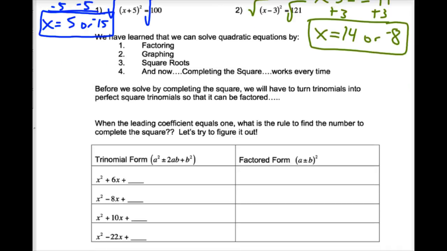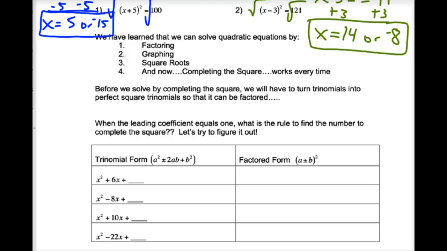Now, we've learned that we can solve quadratic equations several different ways. The first way you learned was by factoring. We can solve these by factoring. Sometimes they don't factor though, so we can't use factoring. Graphing: never, ever, ever solve a quadratic by graphing, unless the directions say solve by graphing. Okay? Square roots. That's what we did yesterday.